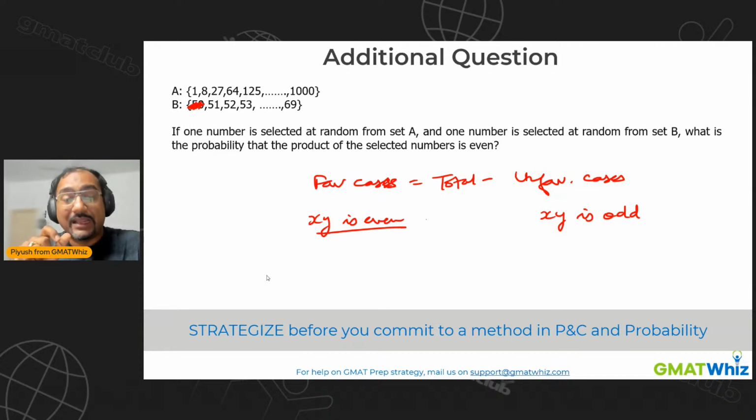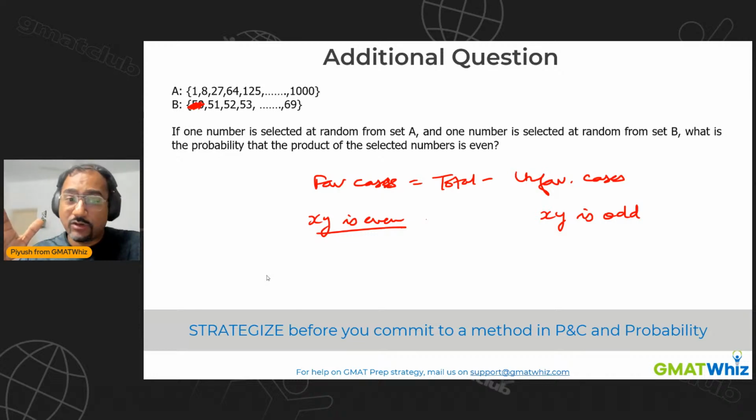You might be too quick to judge, thinking, okay, I'll just take three cases and solve it, but you need to take a pause and strategize. That's very, very important. Before you commit to solving a PNC and probability question, do strategize. Think about the best way to do it, because there are usually two or three ways to solve a PNC and probability question. Strategizing is a skill that is important in other areas like algebra and number properties also, but between PNC and probability, it's super critical.